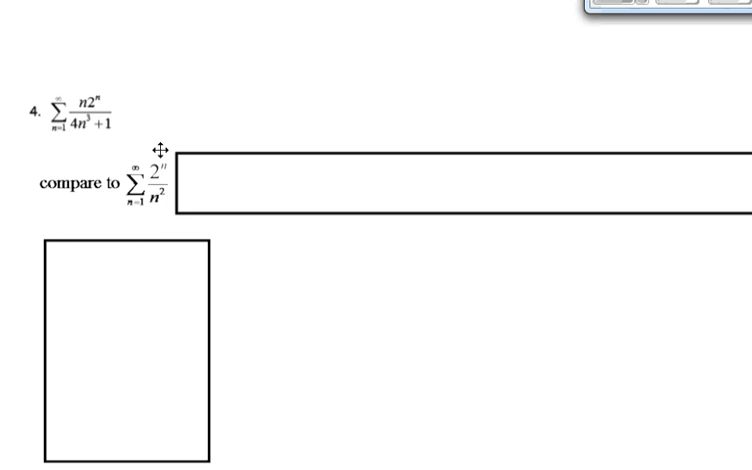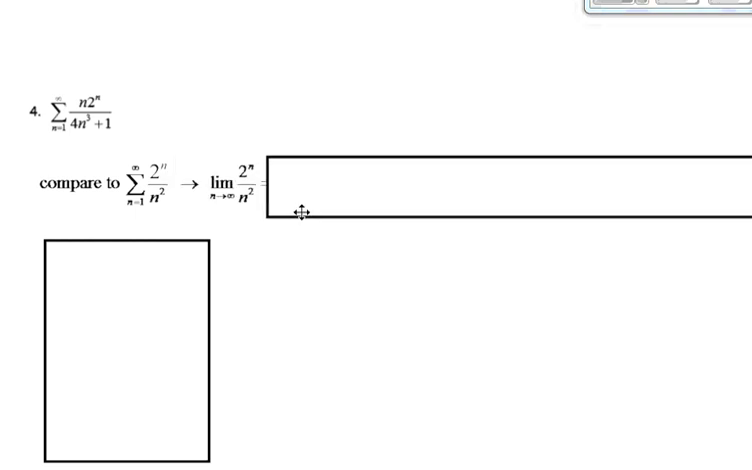Now, this one is neither a geometric nor a p-series, so we have to come up with a different way of proving the convergence or divergence. But this is much simpler, 2 to the n over n squared, than this series over here. So what I'm going to try first is the nth term test. Remember, the nth term test says the limit as n approaches infinity of a sub n, if that approaches anything but 0, then it's going to be divergent.